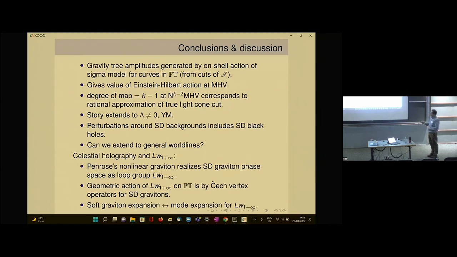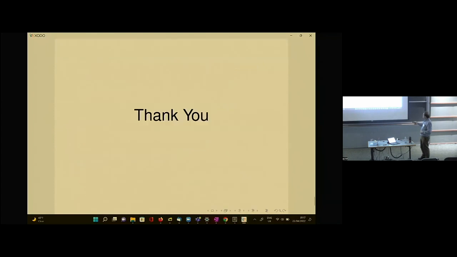One of the things that I realize I need to do in order to make contact with what you guys have all been doing is to think harder about how we can extend to general worldlines. So that's something that we need to do. And there's a whole story about celestial holography here. That Poisson bracket is intimately related to this Lw1+infinity. But I think I better just say thank you and finish.